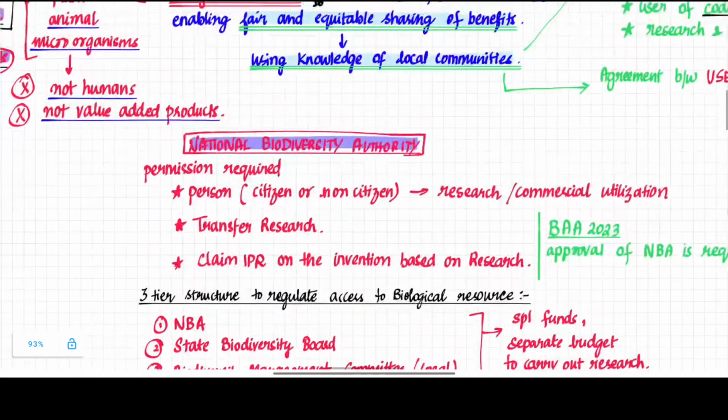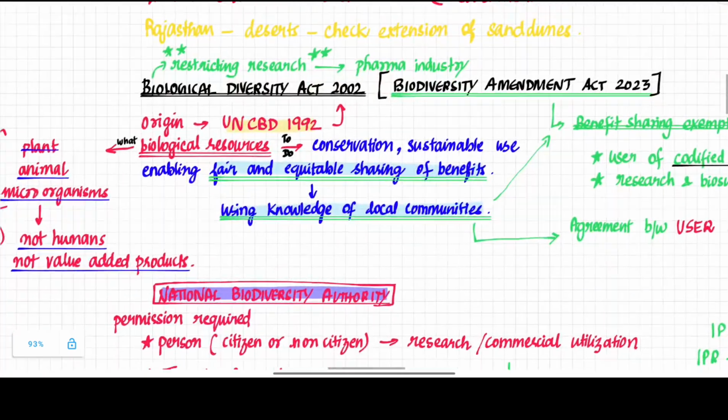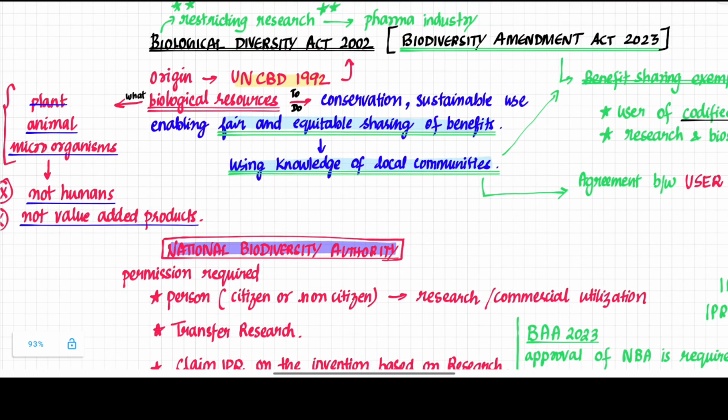Right. Now, first, when we are speaking about the Biological Diversity Act 2002, the first thing is biological resources. We are going to deal with the biological resources. Now, what are the biological resources and what do we have to do? We have to conserve them and we have to sustainably use them. Benefit sharing. These are the 3 points.